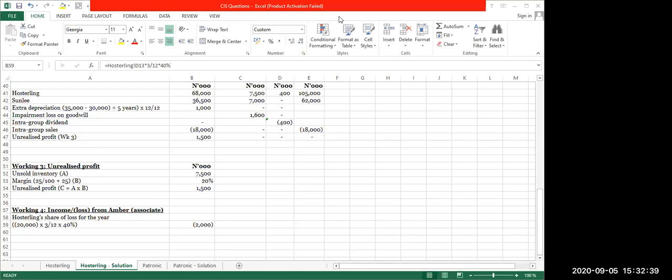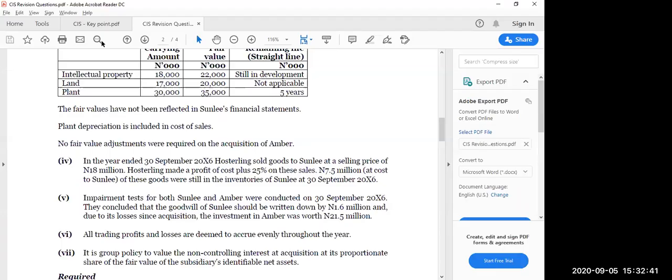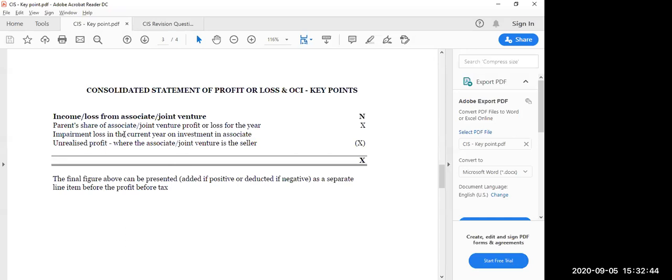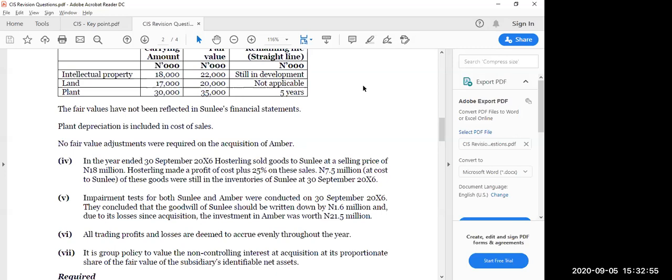Remember, there are three. In the key point, the second one is impairment loss in the current year on investment in associate. So I go into the question to search for impairment loss. And it's not in working 4, it's in working 5. I read additional information 5: impairment tests for Sunli and Amber were conducted on 30th September 2006. They concluded that the goodwill of Sunli should be written down by 1.6 million. We have already treated that. And due to its losses since acquisition, the investment in Amber was worth 21.5 million.